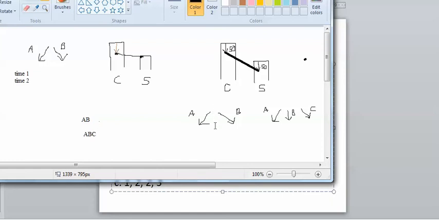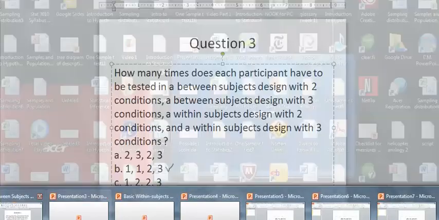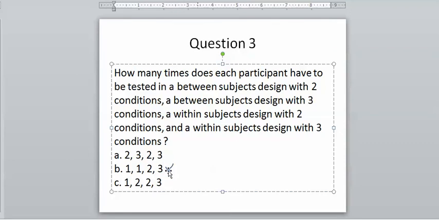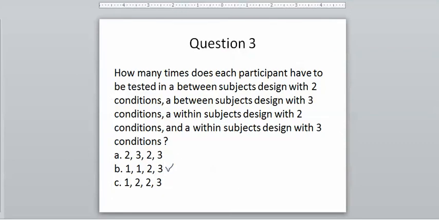So here we have a minimum of 1, here we have a minimum of 1 time. Here we have a minimum of 2 times, and here we have a minimum of 3 times. Each person has to be tested at least once. Here each person has to be tested at least once. Here each person has to be tested at least twice. And here each person has to be tested at least 3 times. So I'm just trying to explain to you that this is actually the minimum number of times for each of these experiments. So when I say have to be tested, I'm meaning the minimum number of times that they have to be tested.